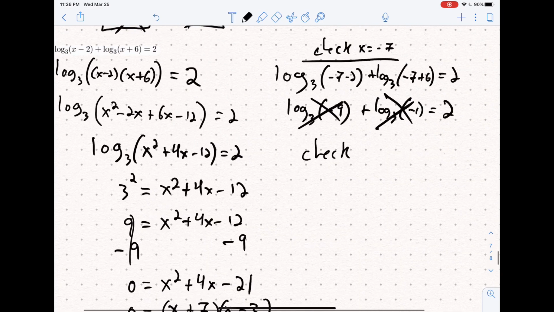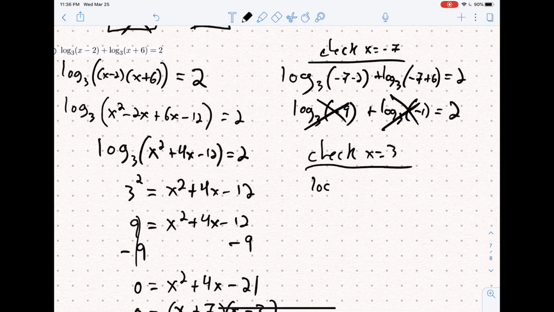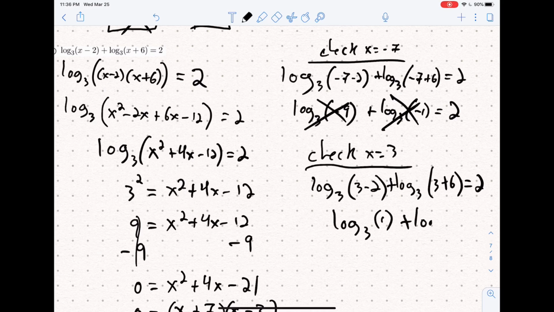This is the x equal 3. Check x equal 3. And for this one, let's see. The log in base 3 of 3 minus 2 plus the log in base 3 of 3 plus 6 is equal to 2. That's what we're checking. So this is a log in base 3 of 1 plus log in base 3 of 9 equal to 2. And in fact, the log in base 3 of 1, we know what that's equal to. That's equal to 0.